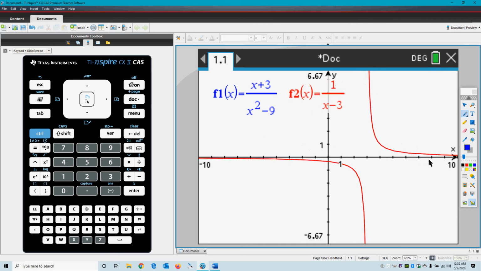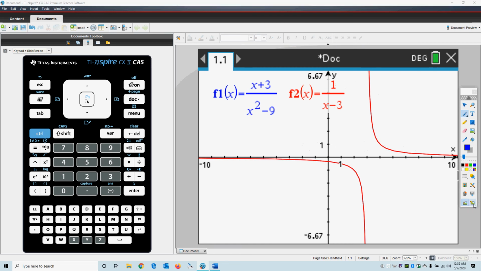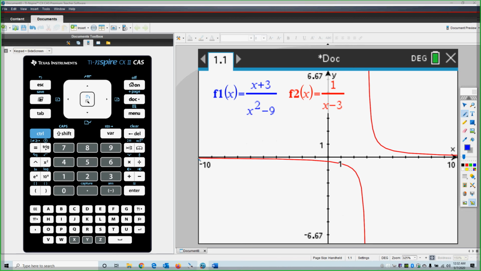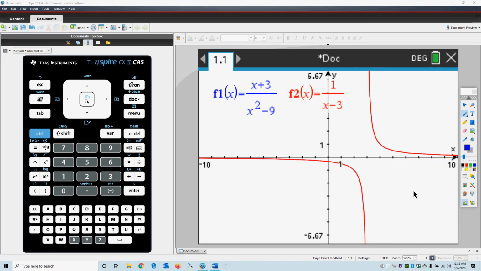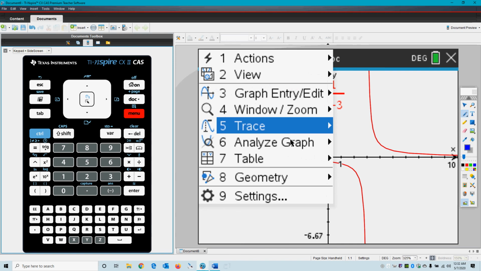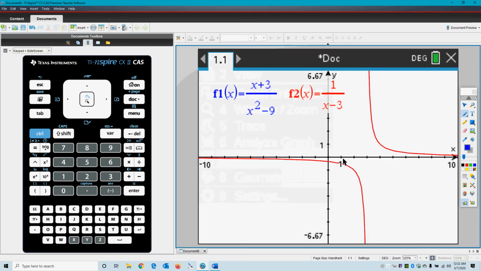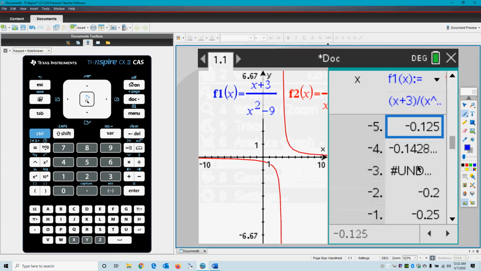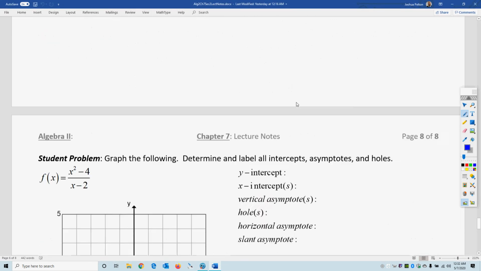And what you notice is we have y equals 0, the horizontal asymptote, and the x equals 3 vertical asymptote. And if you look here at -3, -1/6, it looks like there is a point there, but it's infinitely small, so you can't see it. But if you look at the table value, table split screen, if you go to -3, undefined. All right, pause the video and try the student problem for yourself.